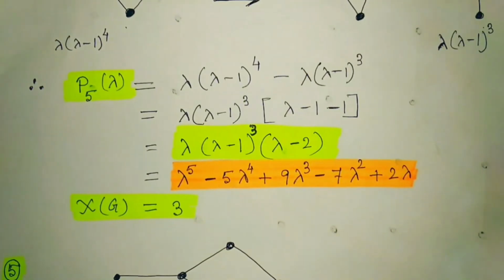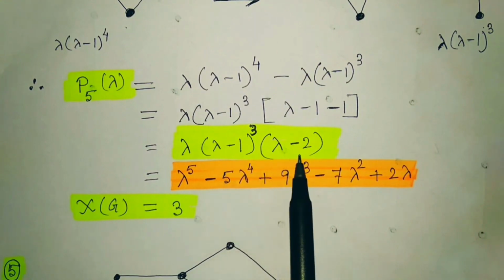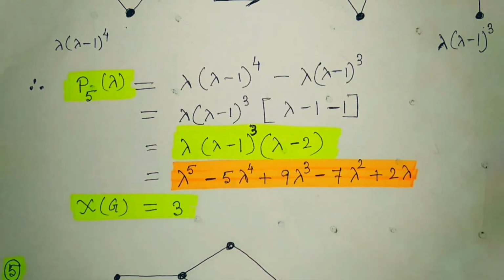And the chromatic number, I hope you can say now, yes, it is 3, because if we substitute lambda equals 3, then the chromatic polynomial gives a non-zero value. That's why the chromatic number is 3 for this graph.